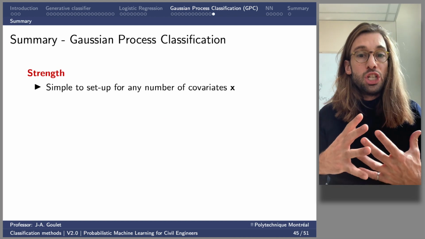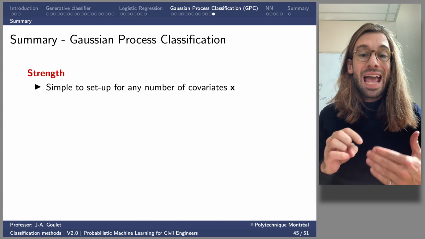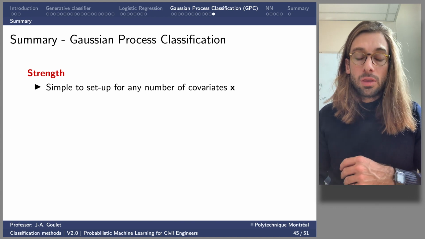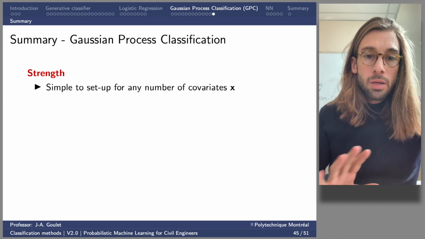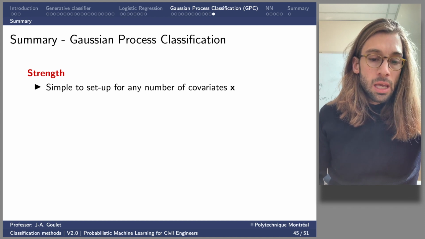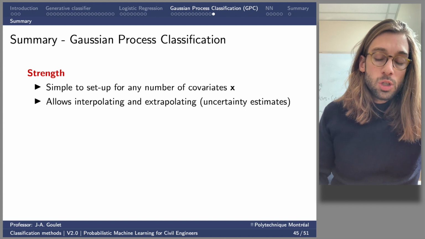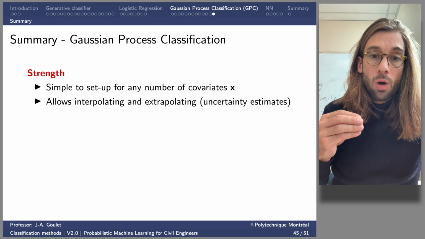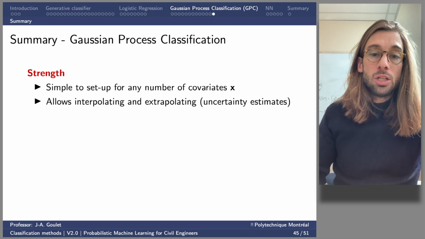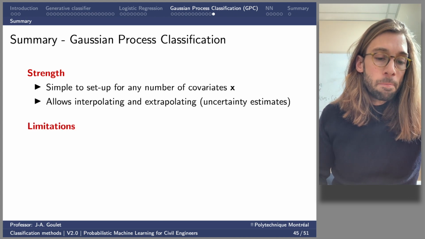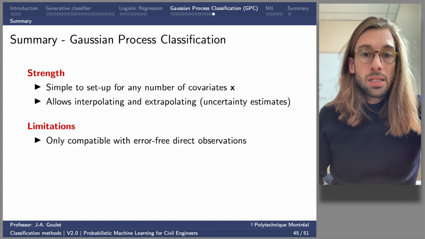So the strength of GPC, Gaussian process classification, is that it's simple to set up for any number of covariates X. All the codes that are available, either GPML, PyGP, and there are many others, are already built to work with any number of covariates X. It allows interpolating and extrapolating because it's going to provide an uncertainty estimate with respect to the data, to know: am I interpolating between two observed latent variables, or am I extrapolating outside the domain where I don't have any data available? The limitation is that it's only going to be compatible with error-free direct observation. So if you have censored data, you cannot use this.